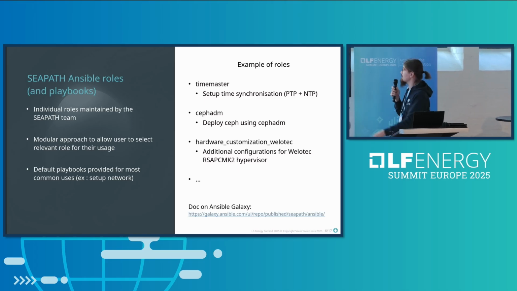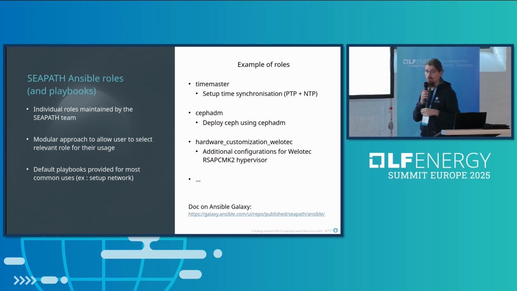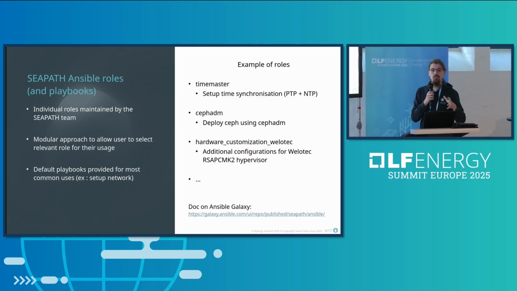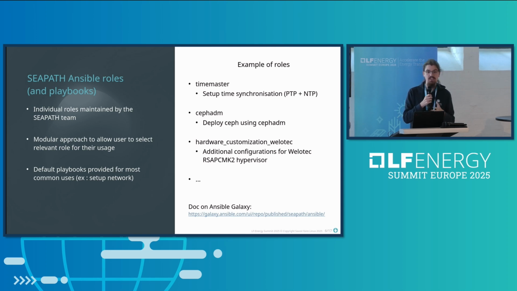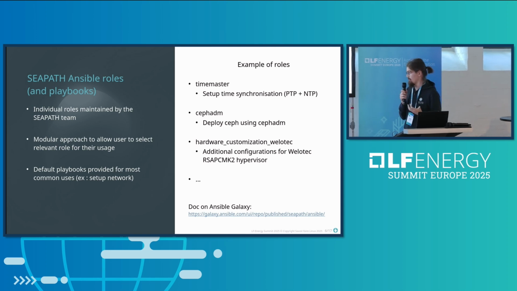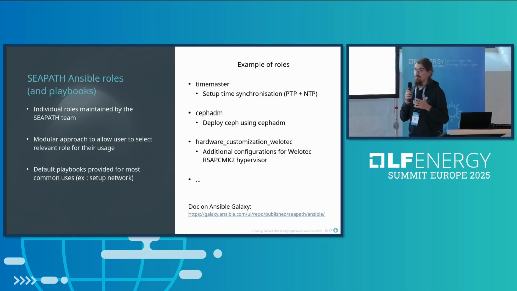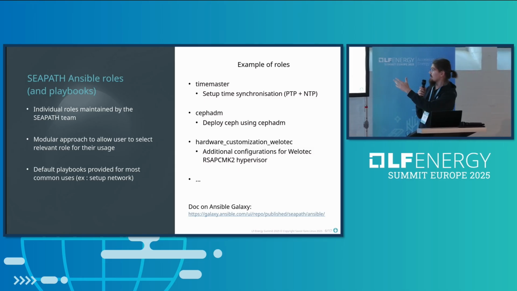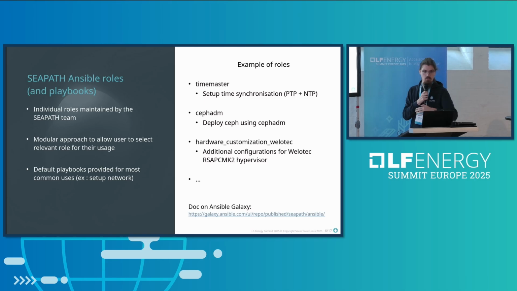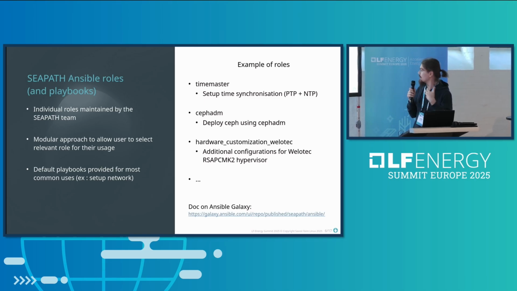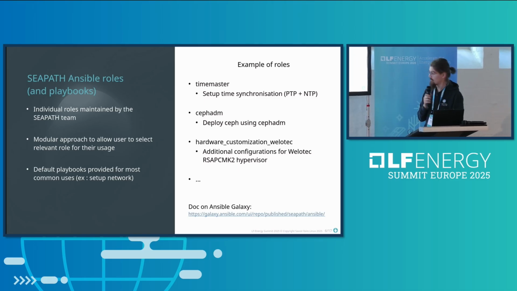A more interesting one is the hardware customization Velotech role, which does some configuration related to the network card of the Velotech machines specifically, and that should not be applied on any other machine. On CPaaS, we provide default playbooks for the most standard use cases, like for example, setup networks, that will apply many roles, but are only for standard usage. And if you want a more precise usage, you will have to write your own playbook.